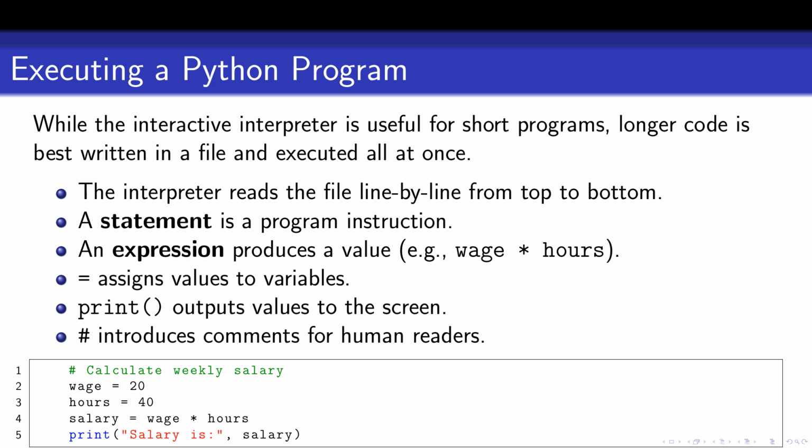This introduces a few important programming concepts. A statement is any instruction the interpreter executes, like assigning a variable. An expression is something that produces a value, like wage times hours. The equal sign is used to assign values. Print is used to display output. And the hash symbol is used for comments. These don't affect the program's behavior, but they help humans understand the code. It's a simple but complete Python program.